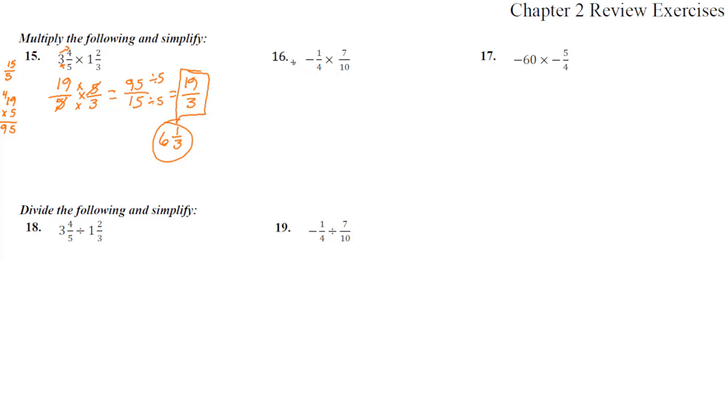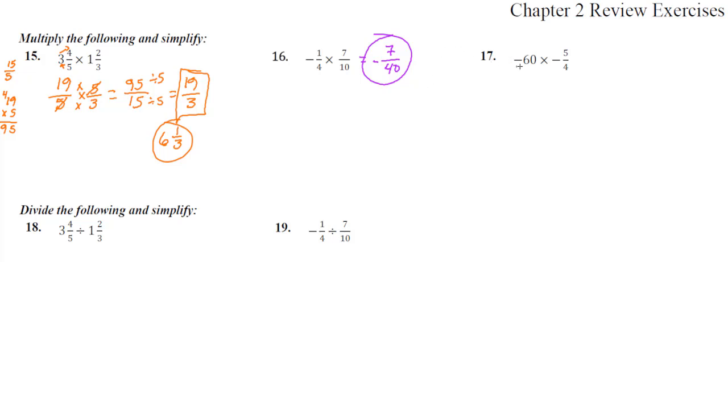Number 16. This is already set up, so straight across, 1 times 7 is 7. 4 times 10 is 40. Negative times a positive is negative. So negative 7/40. I think that's as good as we can get on that one.